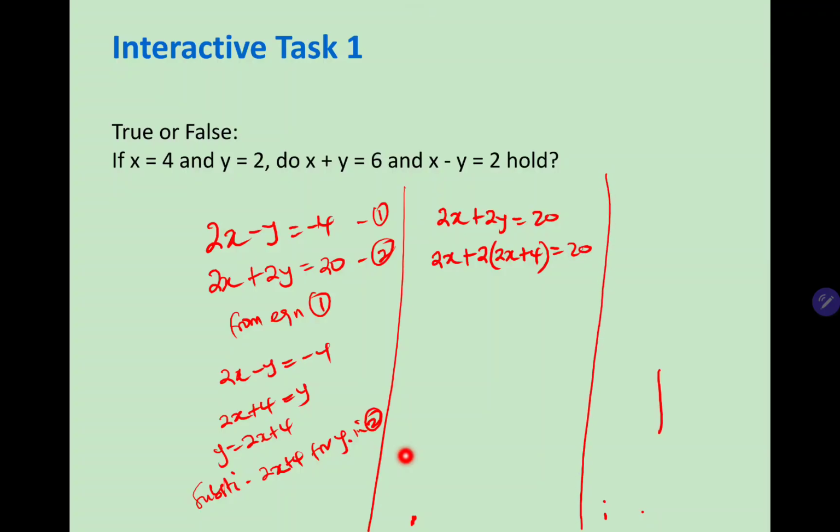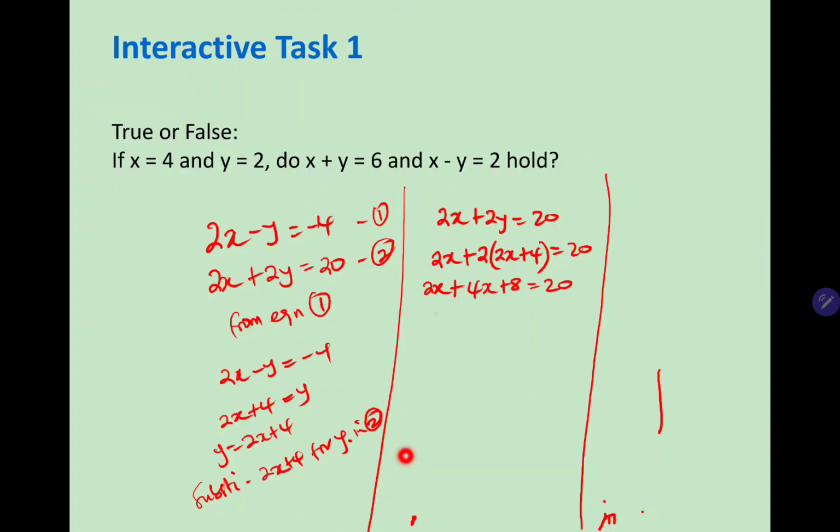Okay, and then 2x plus, this will now be 2x. If we are to expand this, 2 times 2 is 4x. 2 times 4 plus 8, right? It's equals to 20.